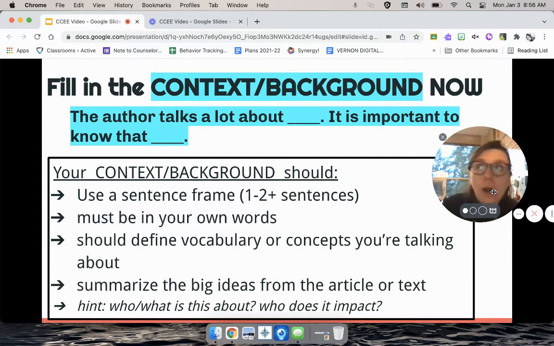Tell us how it impacts the characters. Tell us a little bit about the characters' lives. So if you're writing about Nia, tell me how old she is. Tell me what her day is like. Tell me what her life is like.